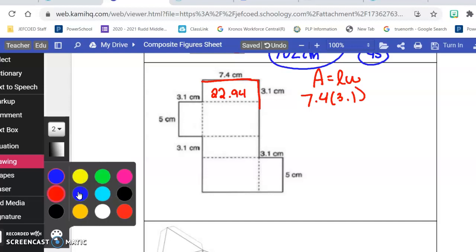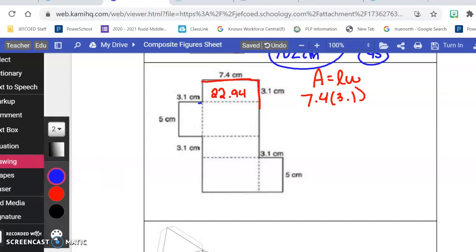Okay, my next one up, this one is a 3.1 by 5. So let me see, 3.1 times 5. Let's see what that gives me in my calculator. 3.1 times 5. Okay, and that gets me 15.5. I'll put that inside of there, 15.5.